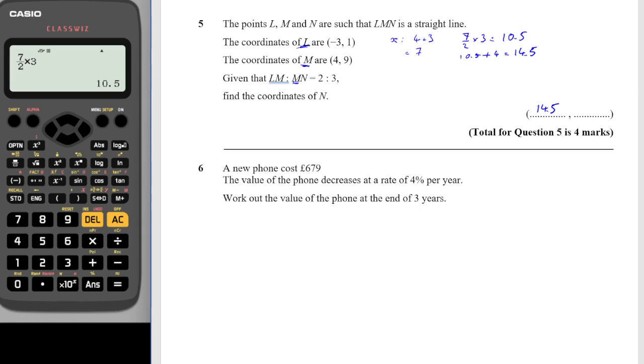Right, now I'm going to look at my y coordinate in an almost identical way. So I'm going to say for my y coordinate, the distance between my y coordinate is going to be 9 minus 1, so it's going to be 8. And then 8 divided by 2 times by 3 is going to be 12. And then 12 plus 9 is going to be equal to 21. So my y coordinate will be 21.